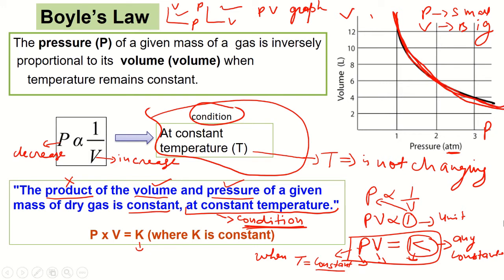This is a standard shape of the graph. It will never change. So if I ask what is the shape between the pressure of the gas and the volume of the gas, the shape is always like this. But this graph is true when the temperature is constant. Otherwise, this graph will not come like this. So this graph is at this condition: the temperature of the gas should be constant. It should not change.